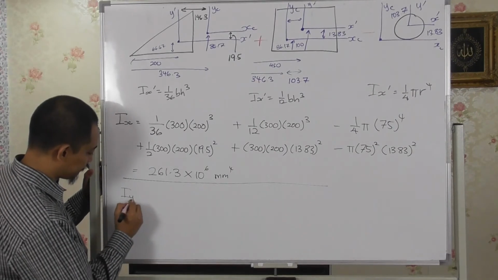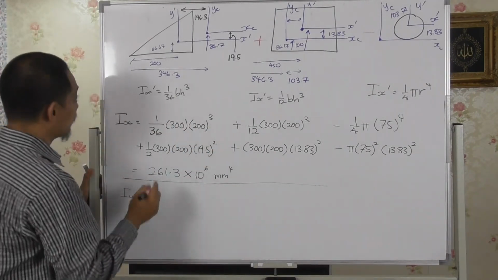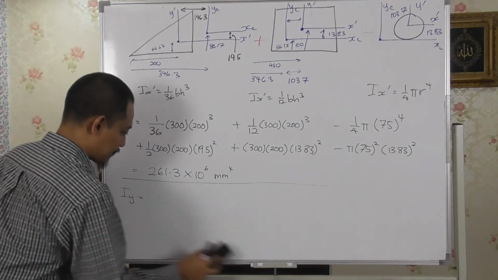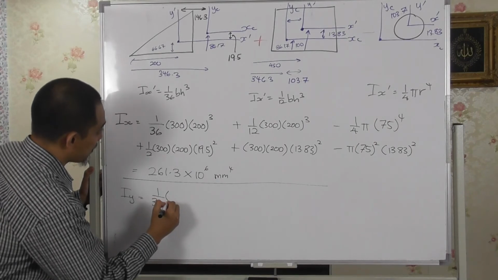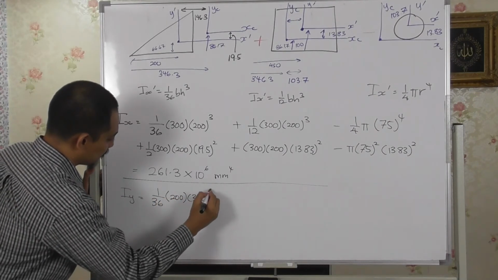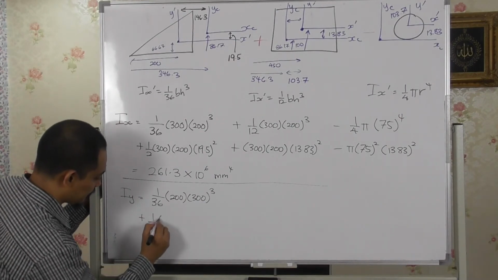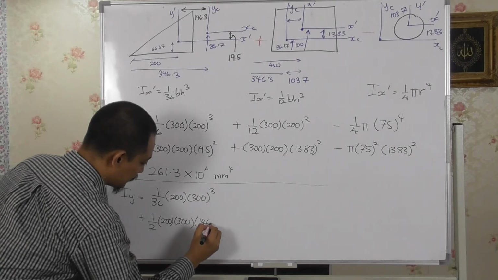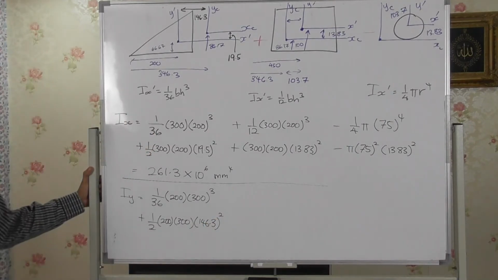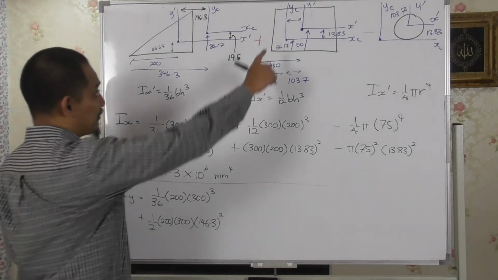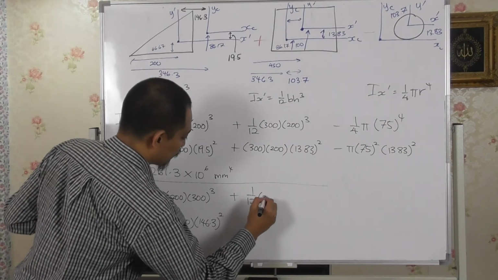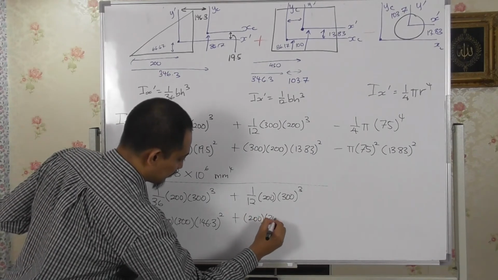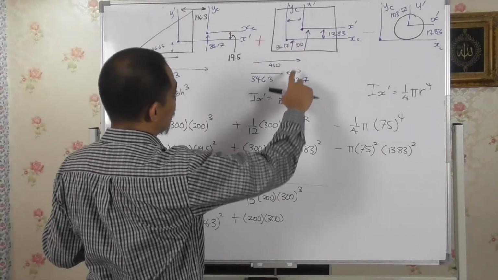Okay, for Iy, from this one, it will be 1 over 36, 200, 300 cube plus half of 200 times 300. This is the area, and then dx square, which is 146.3 square. Then for that one, plus 1 over 12, 200 times 300 cube plus 200 times 300, that's the area, multiplied by dx, which is 103.7.